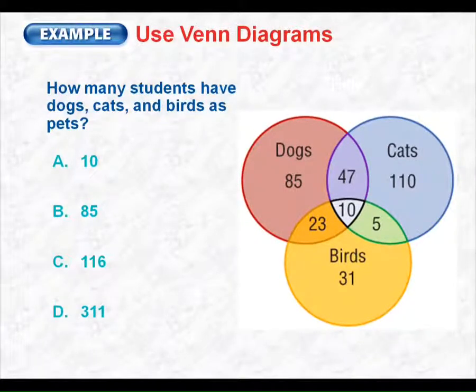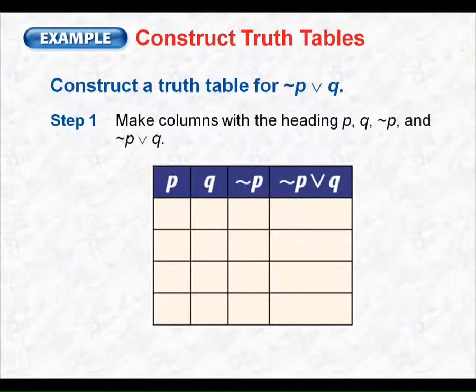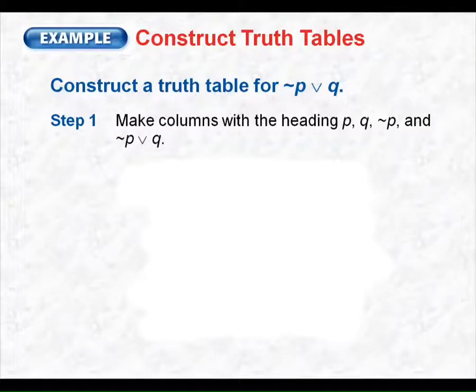How many have dogs, cats, and birds? So I have a conjunction of all three. 10, right? Because that's these people. That's the conjunction of all three. Those 10 people have cats, dogs, and birds. Yeah. Very good.